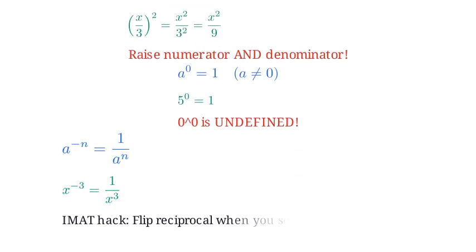Bonus rule, negative exponents mean take the reciprocal. a to the minus n equals 1 over a to the n. Example, x to the minus 3 equals 1 over x cubed. So whenever you see a negative exponent, flip the fraction and make the exponent positive.